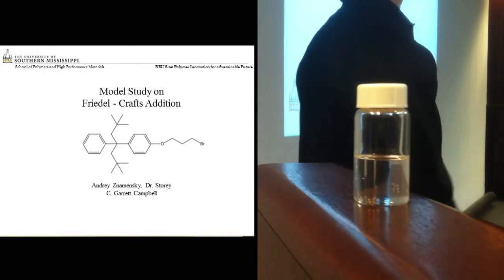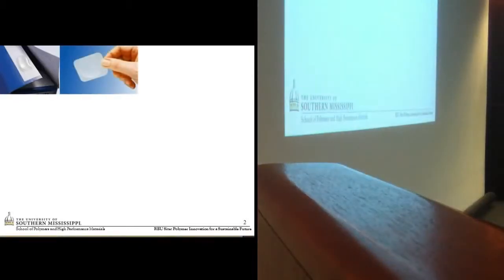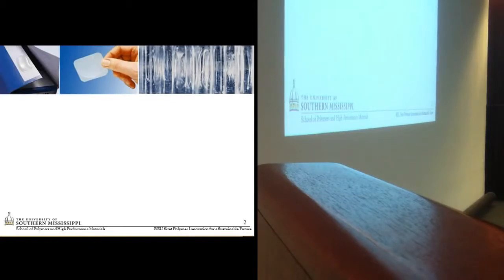What is PIB? PIB stands for polyisobutylene, and it's a polymer of isobutylene, shown here. And I'm going to pass around a sample of polyisobutylene that my grad student Garrett synthesized in the lab, so you can take a look at it. Turn it upside down.